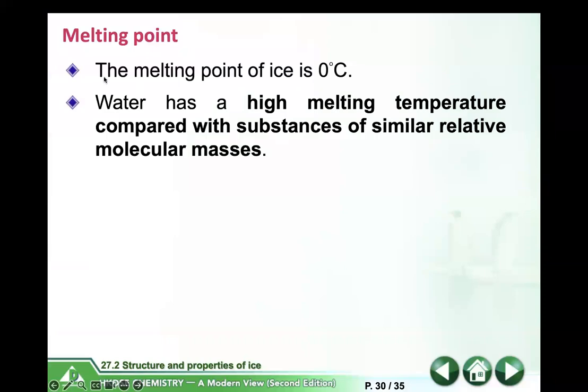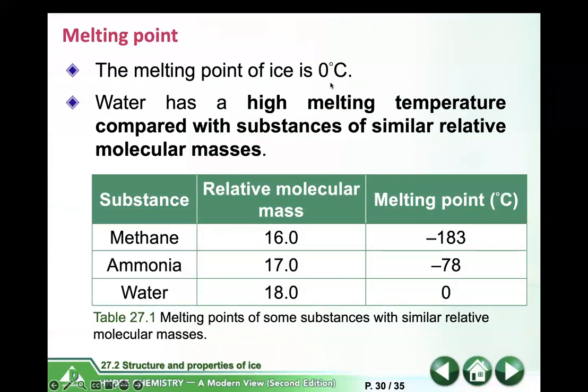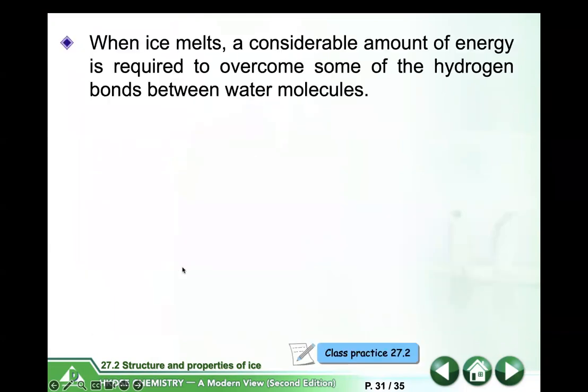The melting point of ice is 0 degrees Celsius. Comparing substances with similar relative molecular masses, for example methane, ammonia, and water, the melting point of water is actually the highest, just because of the hydrogen bonds present in water, which forms more extensive hydrogen bonds than ammonia.